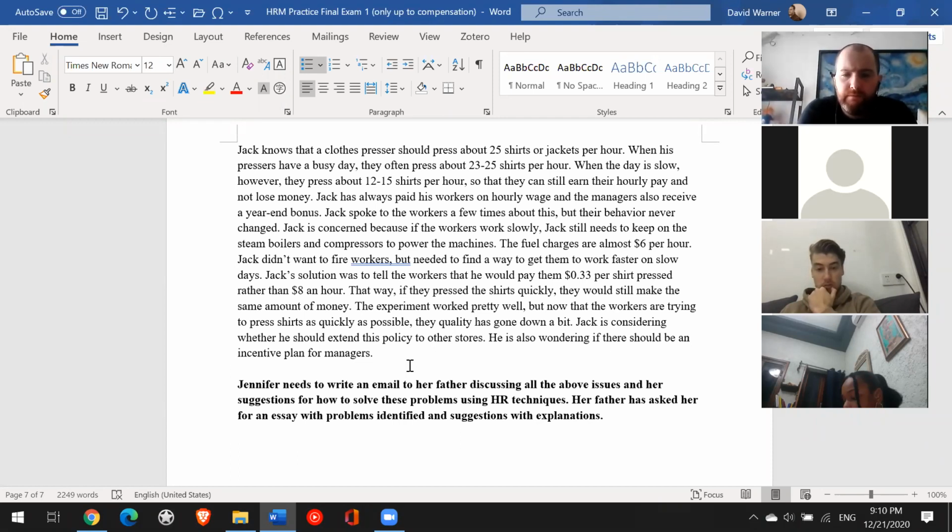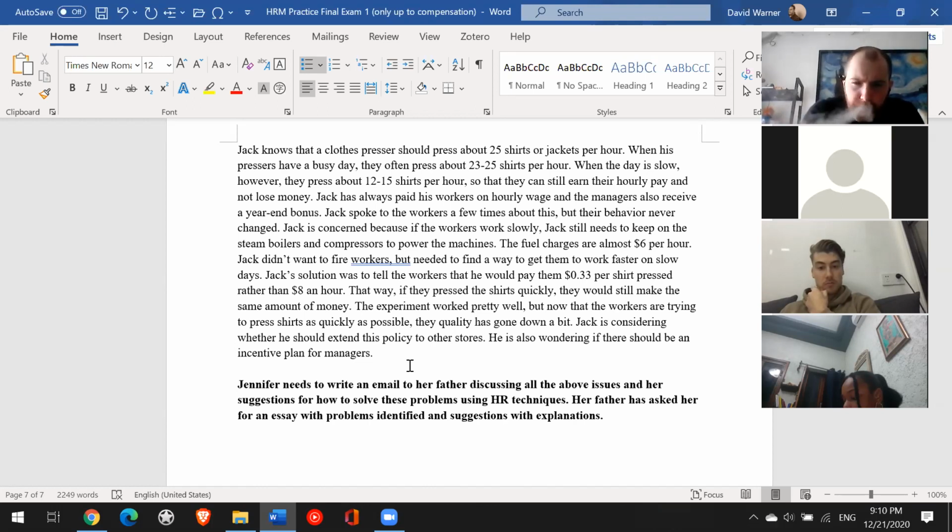Jack is concerned because if the workers work slowly, Jack still needs to keep on the steam boilers and compressors to power the machines. The fuel charges are almost $6 per hour. Jack didn't want to fire workers, but needed to find a way to get them to work faster on slow days. His solution was to tell the workers that he would pay them 33 cents per shirt pressed rather than $8 an hour. That way, if they pressed the shirts quickly, they would still make the same amount of money.